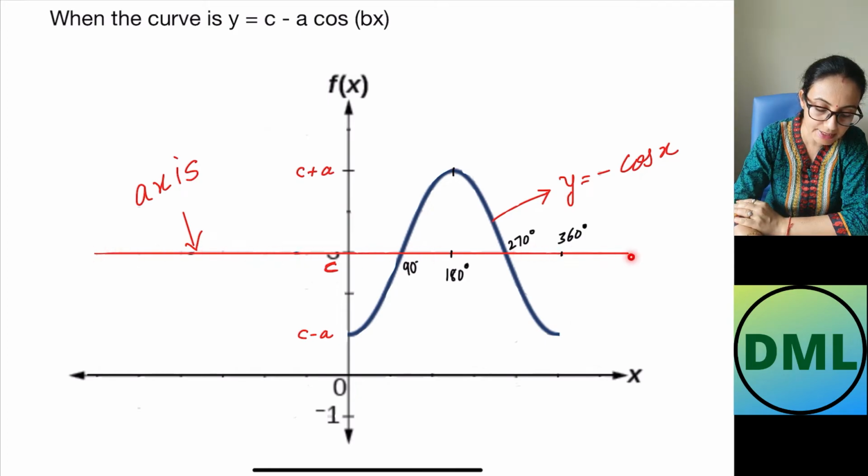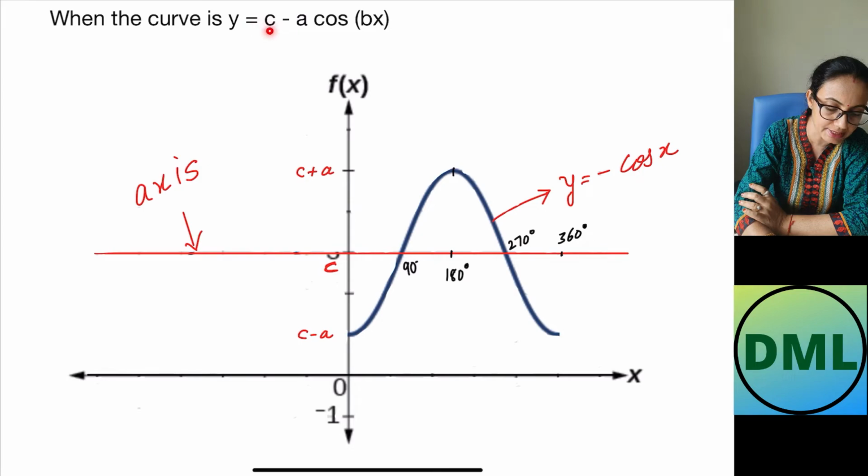So my axis is at C. As you can see, I started from the negative part of the y-axis. It will go up, it will touch the highest point and then it will come down and reach negative 1 again. This is the curve for negative cos x, but in this case my axis is at C. As you can see, this is my axis.